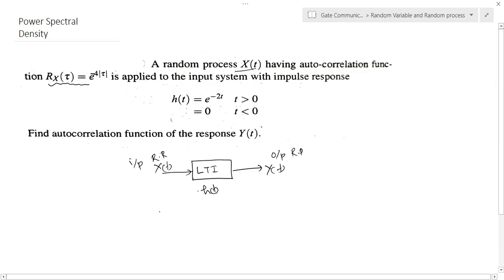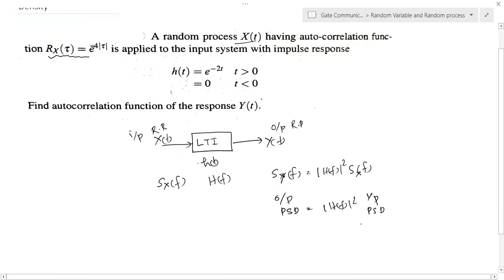Now, by using the spectral concept, we know that if the input power spectral density is Sx of f, and the Fourier transform of h of t, or the frequency response of the system, is H of f, then the output power spectral density Sy of f can be written as modulus of H of f the whole square into the input power spectral density.